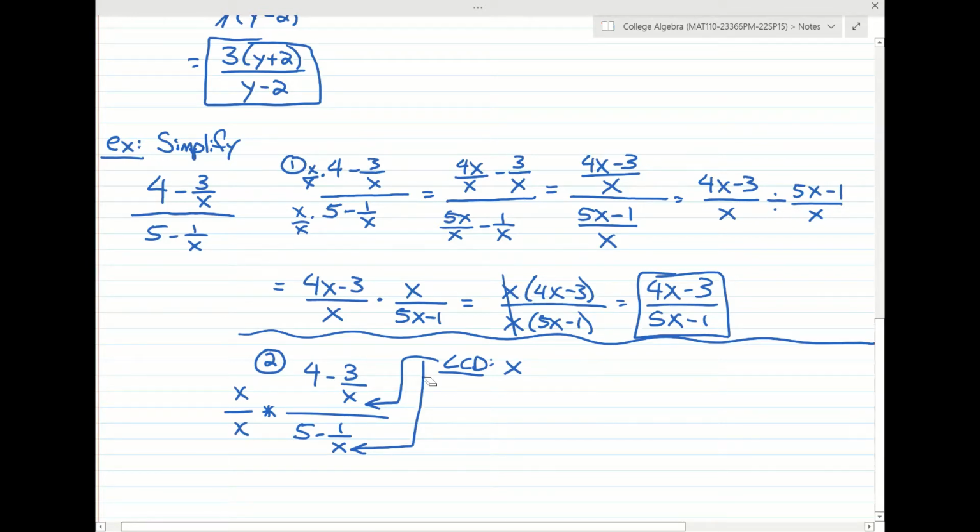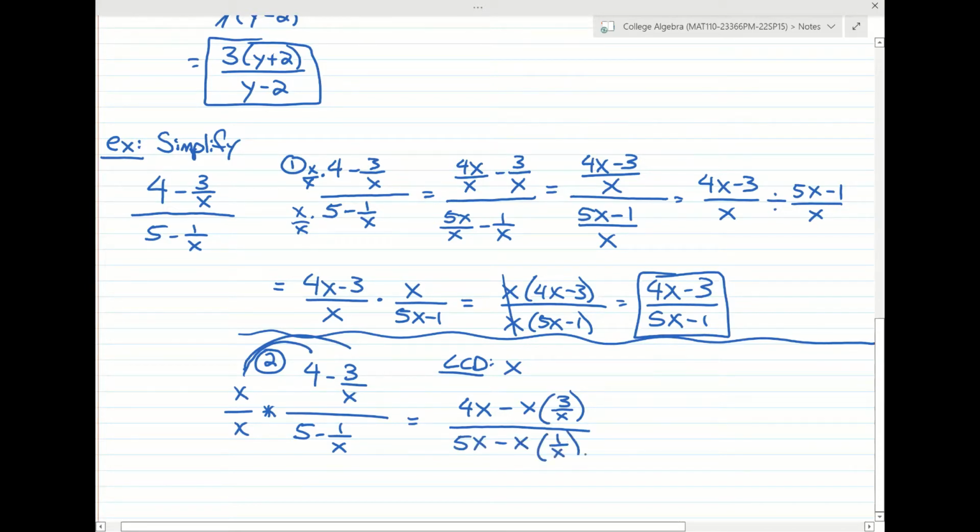So what that turns into, I'm just going to distribute this x here. It's going to be 4 times x minus x times 3 over x, all divided by x times 5 minus x times 1 over x. Distributing that LCD to everything on top and everything on the bottom. This x and this x cancel. This x and this x cancel. You wind up with the same answer we got before.